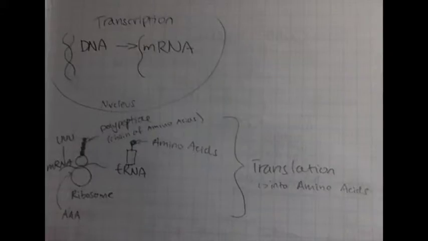After the mRNA is created, it is small enough to pass through the pores of the nucleus. After it is no longer in the nucleus, the ribosome picks it up, and then tRNA will bring amino acids and form a chain of them on the ribosome, which are called polypeptides. This is the translation period.